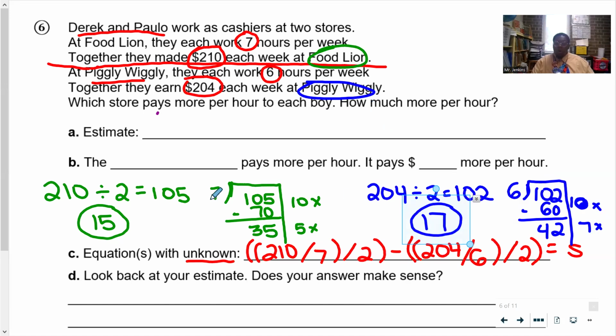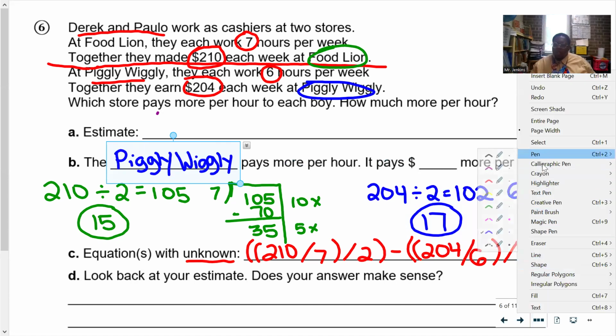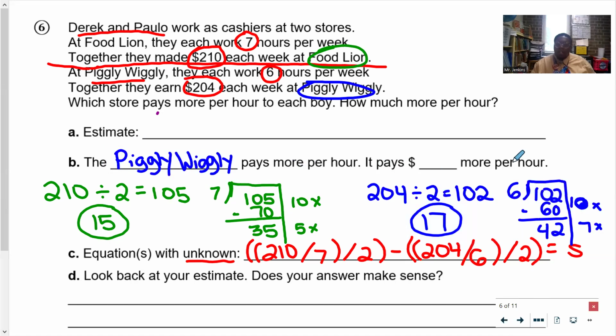So which pays more, Food Lion or Piggly Wiggly? Yep, $17 an hour. That's going to be Piggly Wiggly pays more. So write that in. The Piggly Wiggly pays more per hour. And it pays how much more per hour? Well, now I'm going to do 17 minus 15. 17 minus 15 equals $2 more per hour.